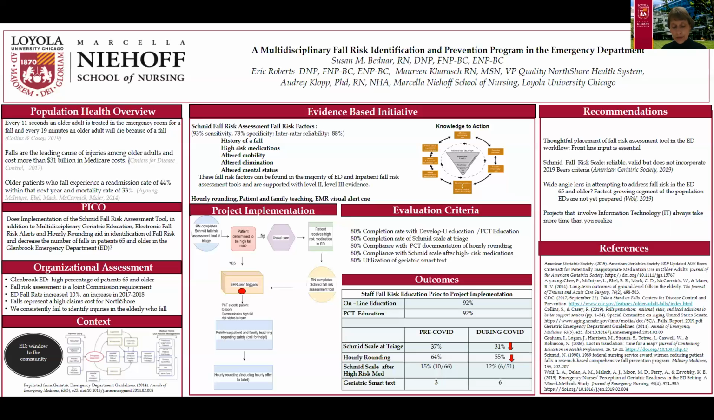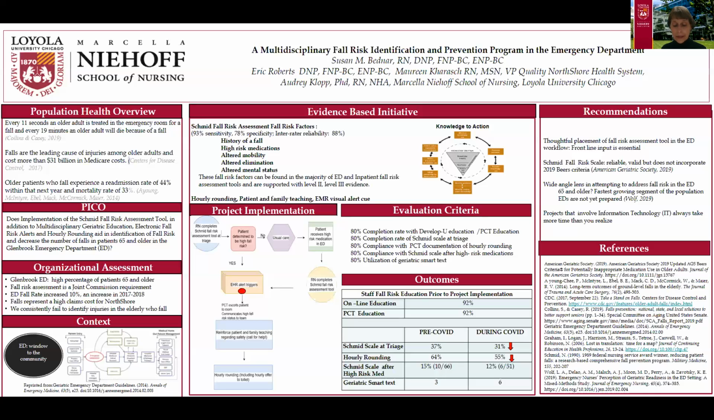So my recommendations include thoughtful placement of the fall risk assessment tool on the ED workflow, and that frontline input is essential. Also, the Schmidt Fall Risk Scale, though it's reliable and valid, doesn't incorporate the 2019 Beers criteria, which is an evidence-based list that identifies high fall risk medications in older adults.